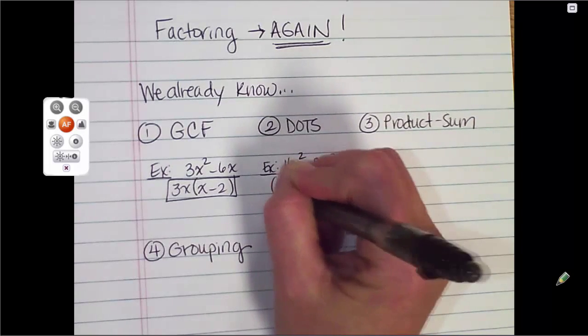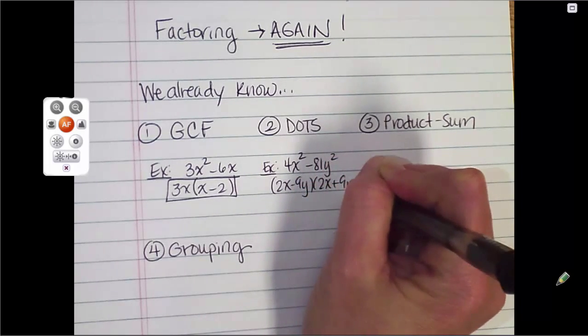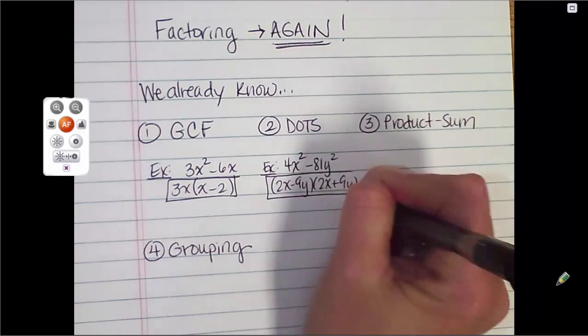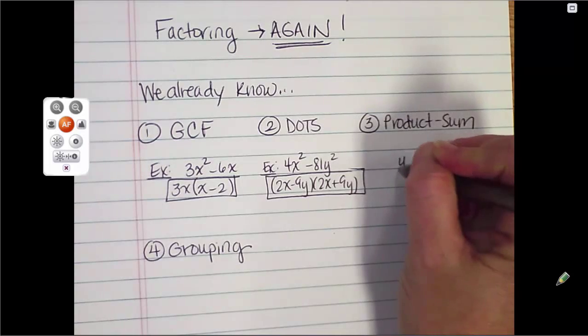For difference of squares, when we have a binomial, each of which is a perfect square, and it's separated by subtraction, we square root each piece and use different signs in each factor. So for 4x squared minus 81y squared, my factors are 2x minus 9y and 2x plus 9y.